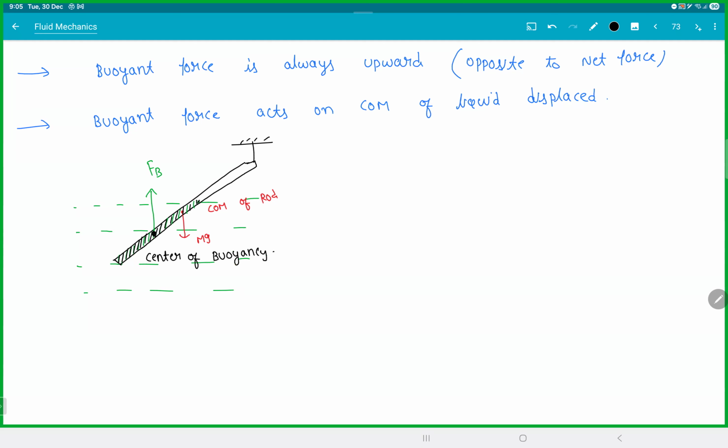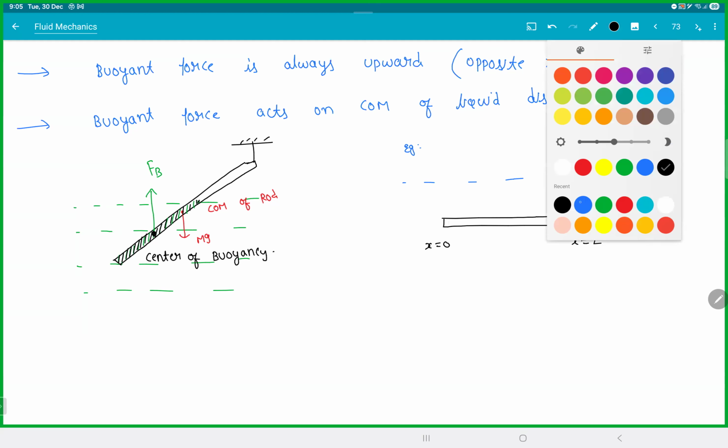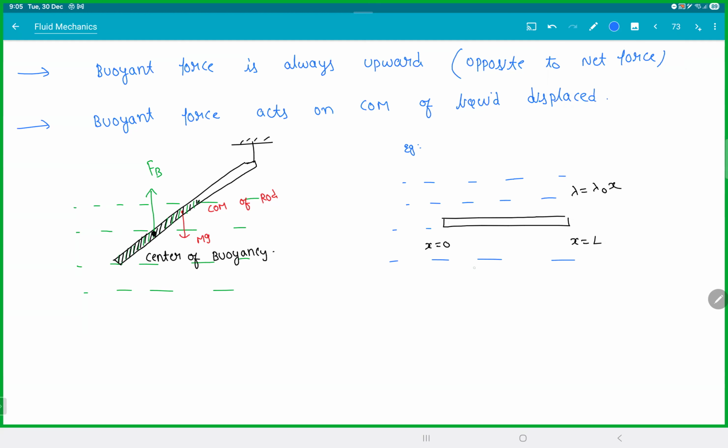Is that making sense? If your weight is going to be equal to the weight of the displaced liquid, then it should also act at the center of mass of the displaced liquid. Meaning, if I have to give an example, suppose you take a rod from x = 0 to x = L, and lambda is equal to lambda naught x. Do you guys remember the center of mass for lambda naught x? 2L by 3, right? So the center of mass will be here, at (2L/3, 0).